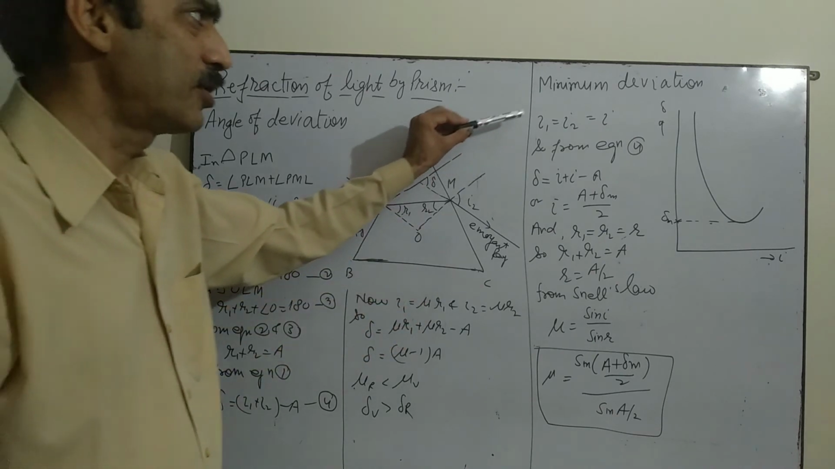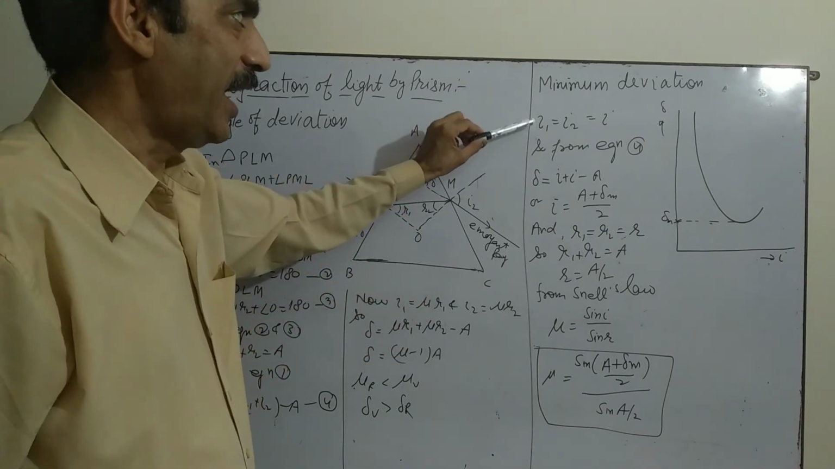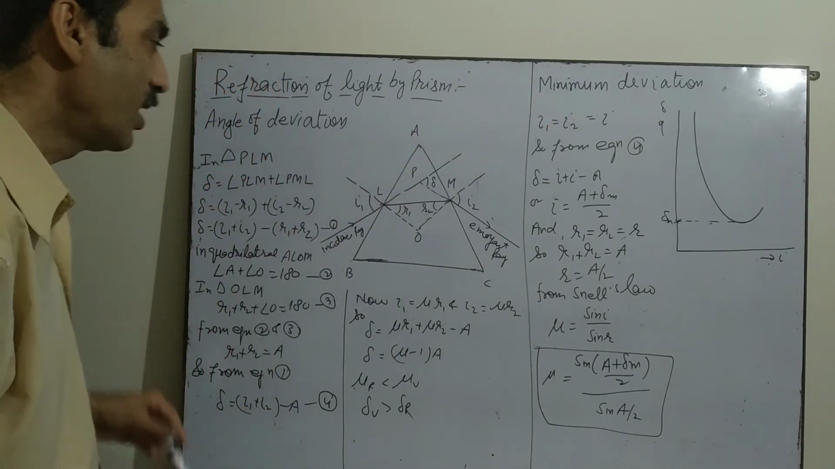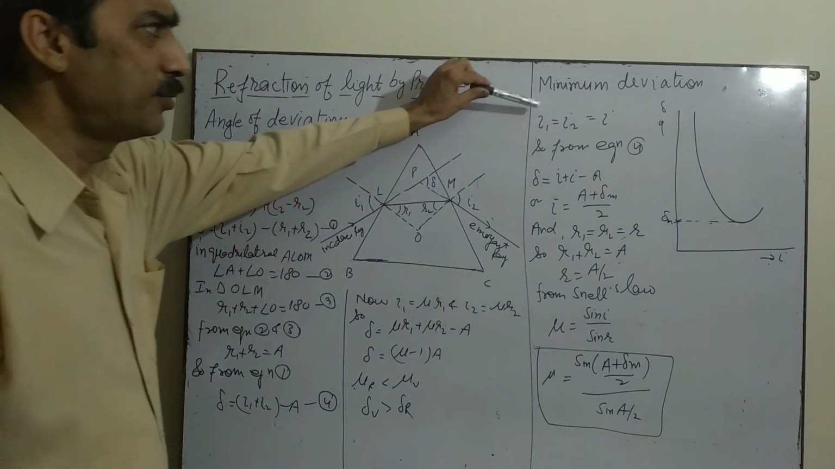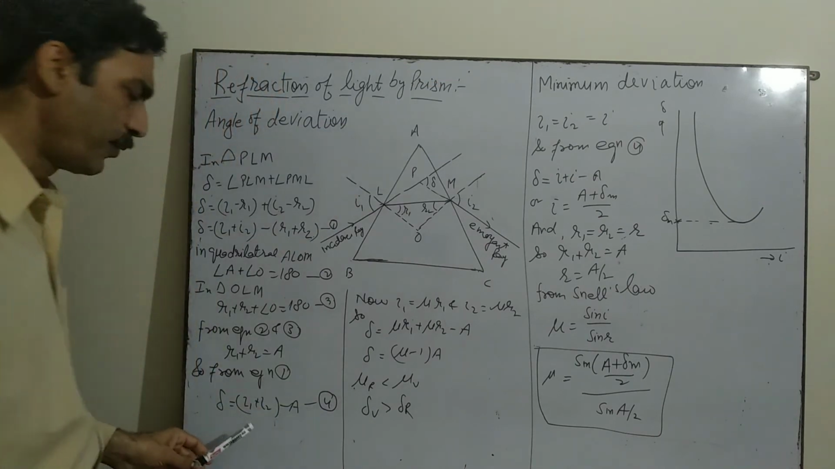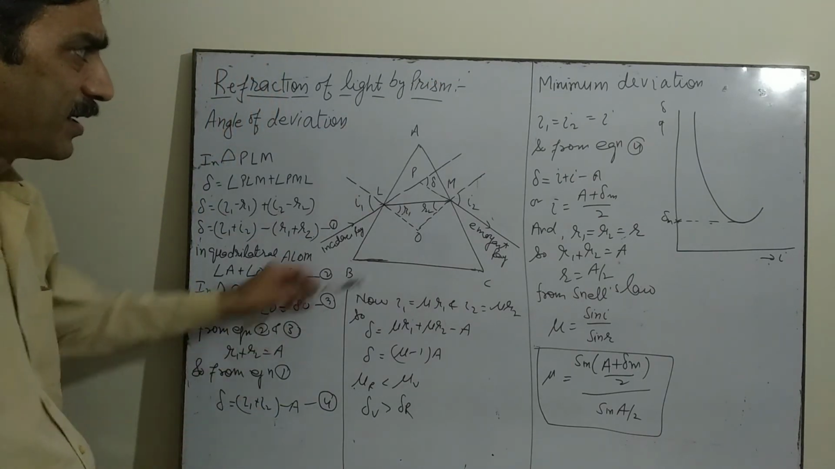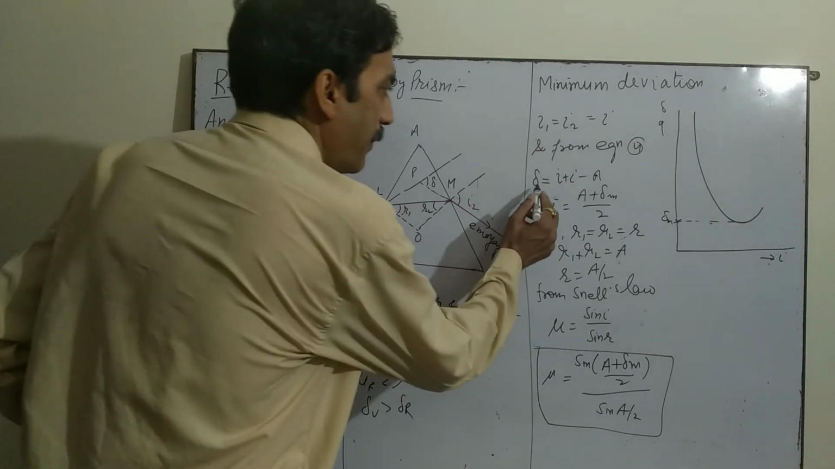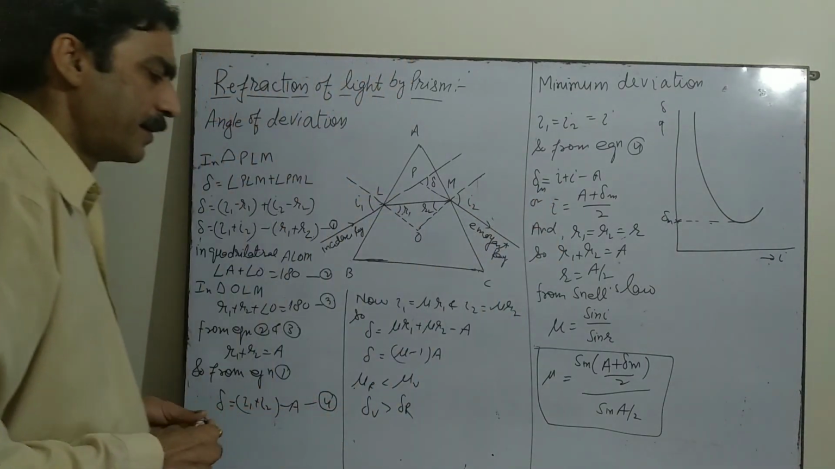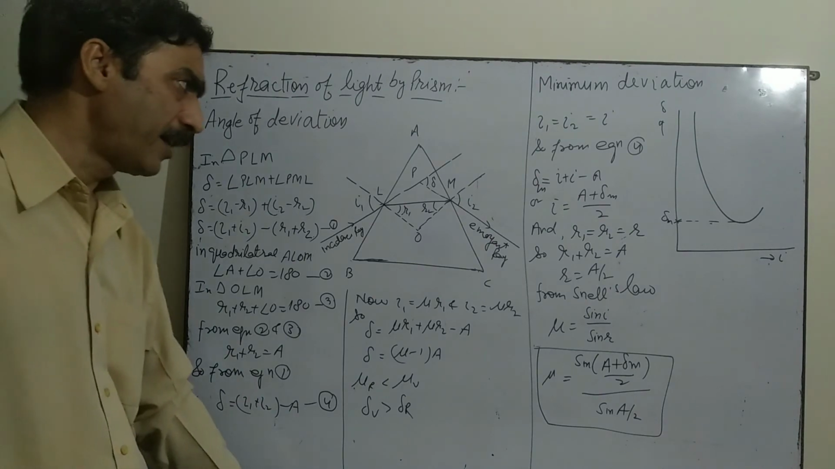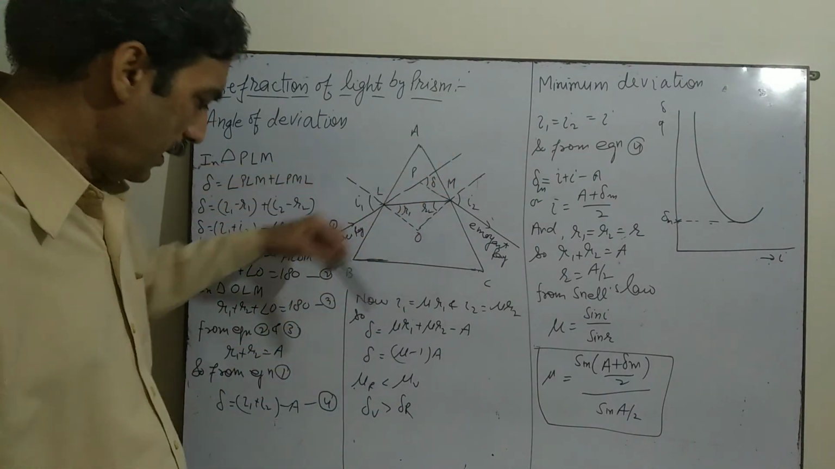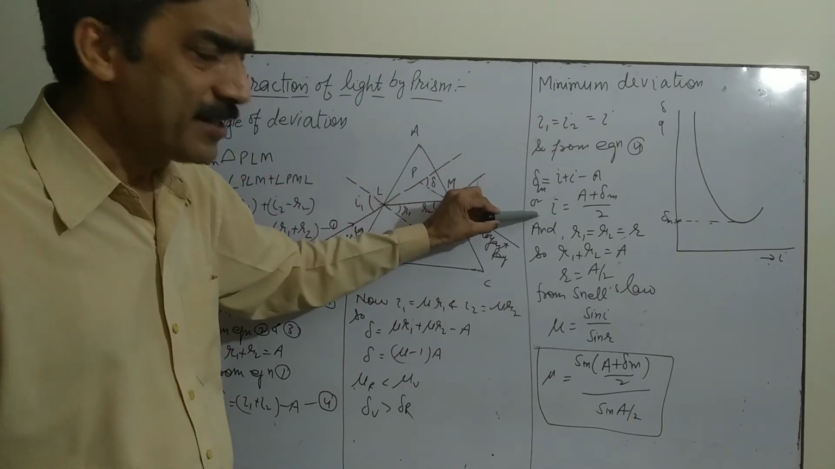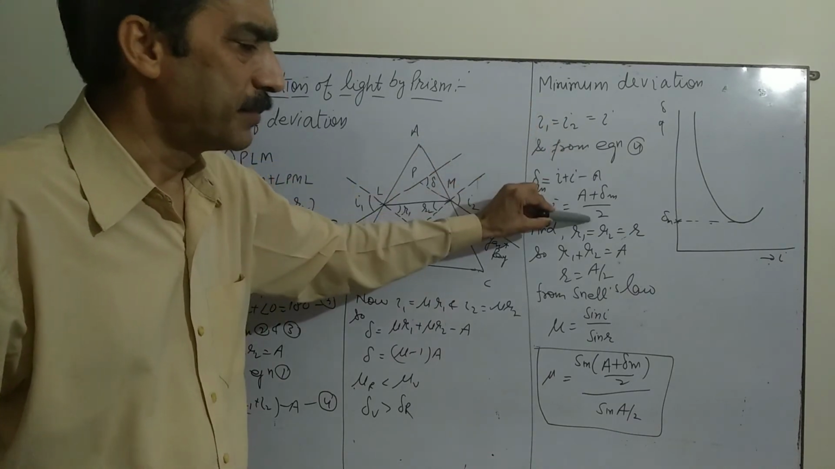The first condition of minimum deviation is that I1 is equal to I2, say I. Now, if we put this value of I1, I2 in equation number 4, what do we get? Delta becomes delta M, angle of minimum deviation. I1 plus I2 means I plus I minus A. So, I is equal to A plus delta M by 2.